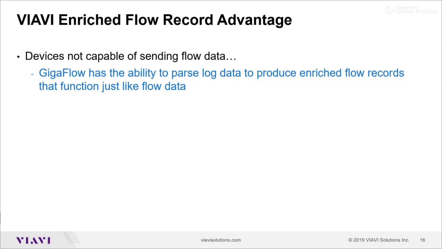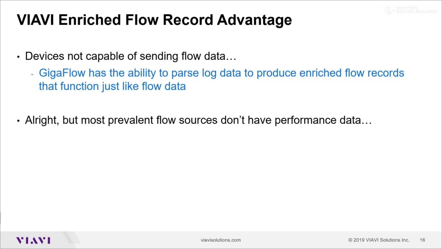Well, the cool thing is that most of them do generate log data that looks a lot like a flow record. And traditional flow tools can't consume it because it's not flow. But GigaFlow actually has the ability to parse that log data and turn it into the flow portion of an enhanced or enriched flow record. So you can actually leverage insights from devices that don't even have the ability to generate flow.